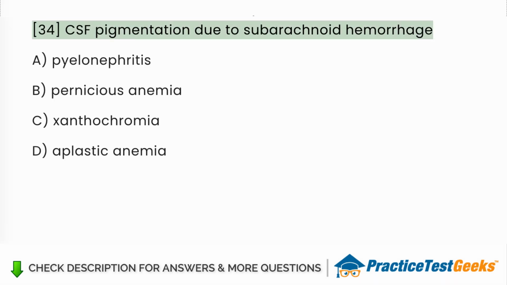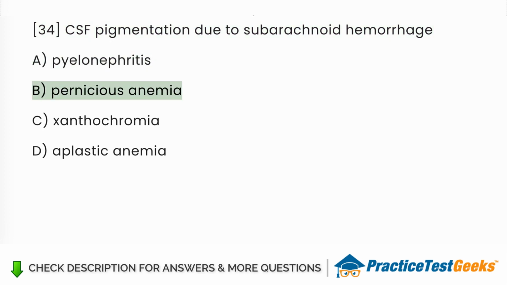CSF pigmentation due to subarachnoid hemorrhage. A. Pyelonephritis. B. Pernicious anemia. C. Xanthochromia. D. Aplastic anemia.